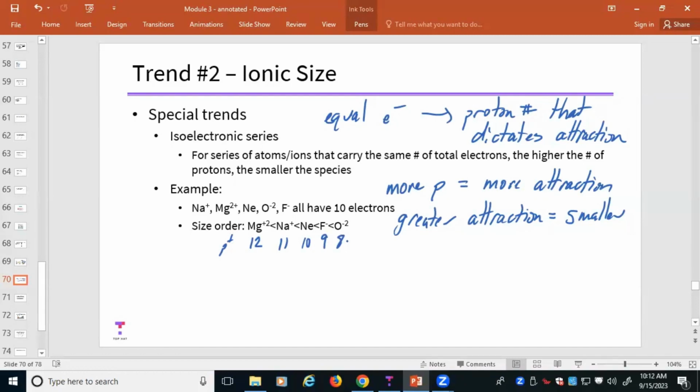The more protons you have, the greater the attraction is going to be. That greater attraction is going to lead to smaller ions as a result. So that's the trend of ionic size. And again, it's kind of twofold. We're comparing the ion itself to its parent atom, and then we're also looking at an isoelectronic series.